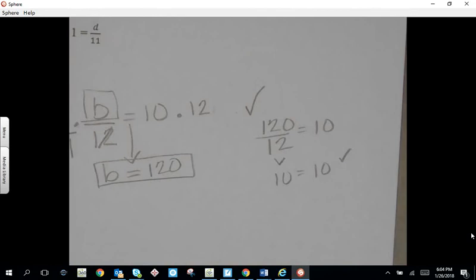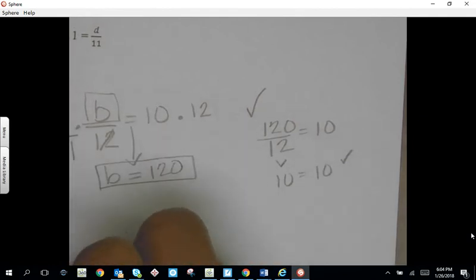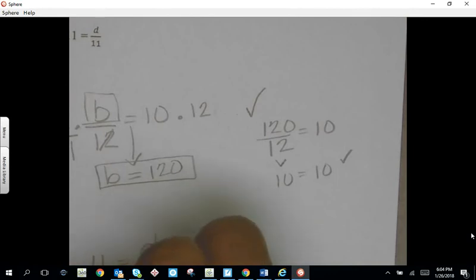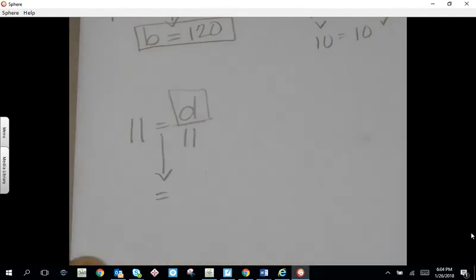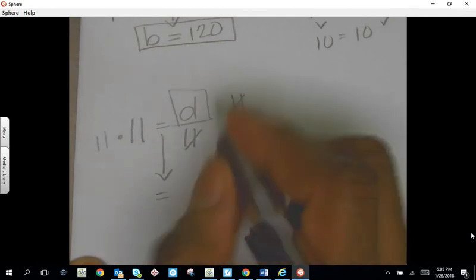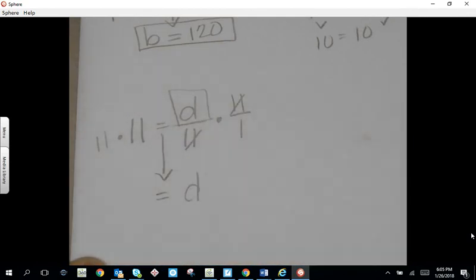All right, last one. You had 11 equals D over 11. So here's my variable. Here's my line. This again is division, so I know I need to do the opposite, which is to multiply. I'm going to multiply by whatever this denominator is. So I'm going to multiply both sides by 11. These will cancel out. So I have my D. 11 times 11 is 121.